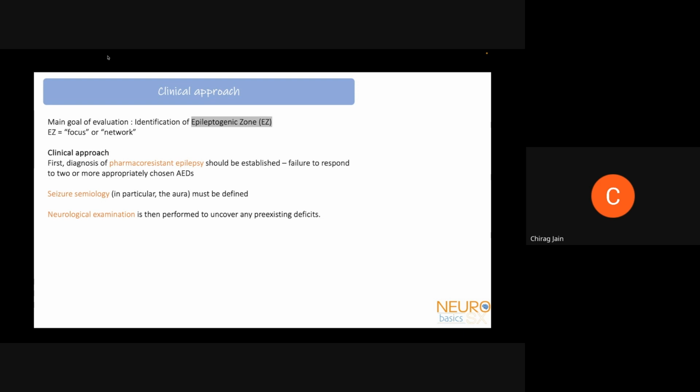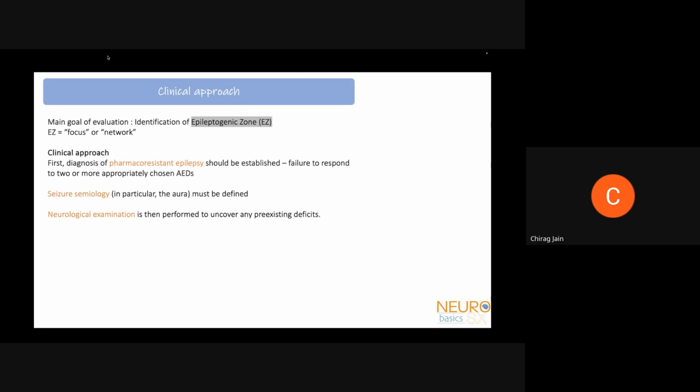So the clinical approach to any epilepsy case is first you have to diagnose that the patient has drug-resistant or pharmacoresistant epilepsy. That is only established if there is a failure to respond to two or more appropriately chosen anti-epileptic drugs. And it should be established that the therapeutic levels of these drugs are sufficient in the blood. Okay, but you at least have to have tried two anti-epileptic drugs before you can label it as a pharmacoresistant epilepsy.